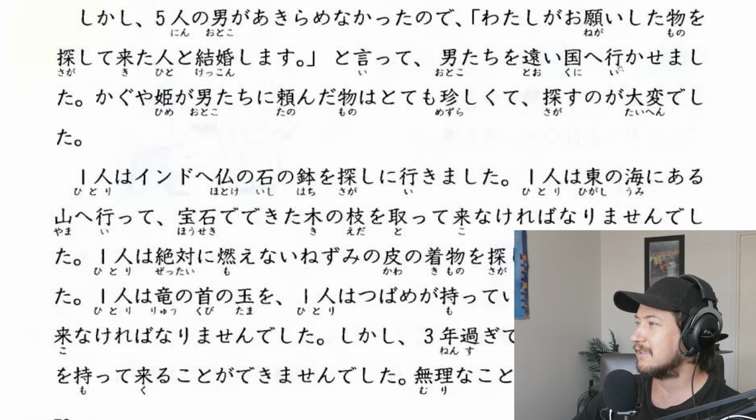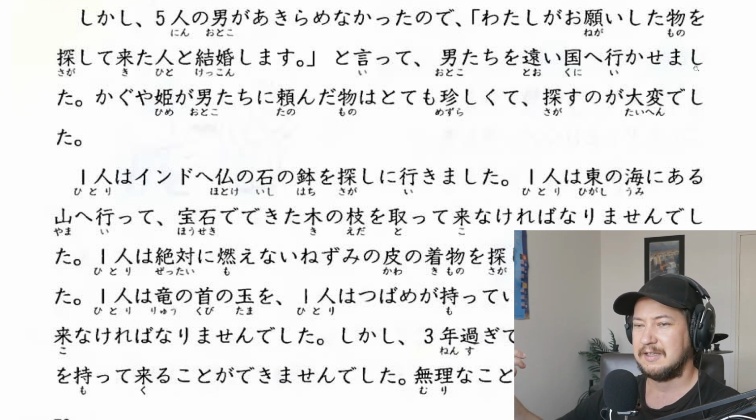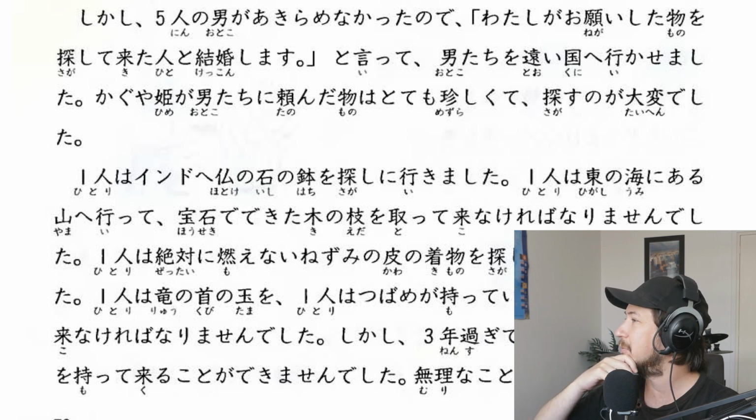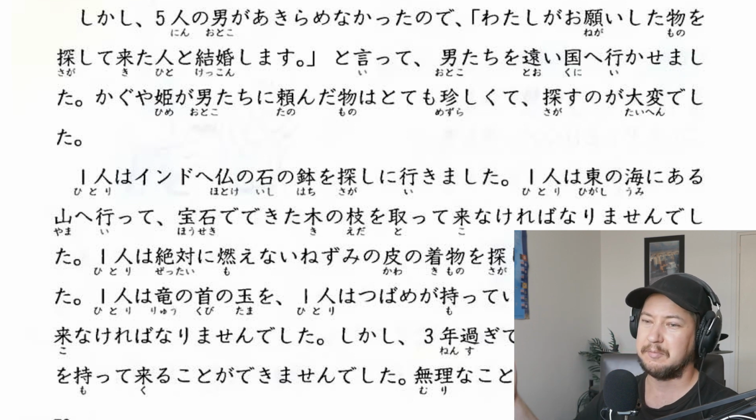So like I said, ikasemashita, this semashita means it's like someone kind of asks them to go. So it has that nuance to it. And basically that's what she said.